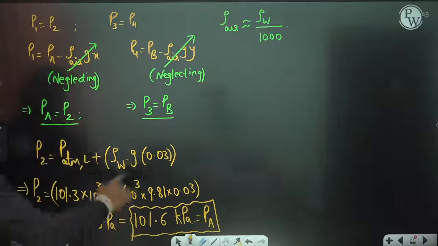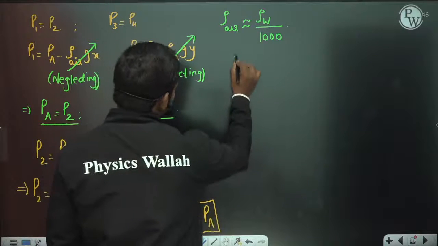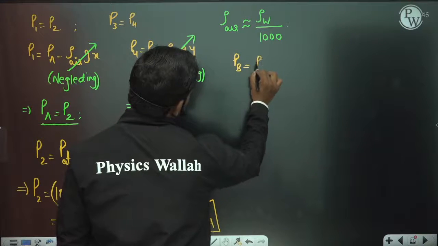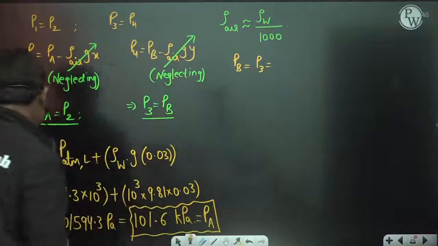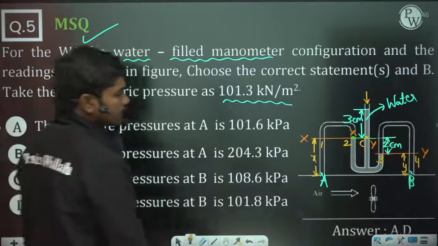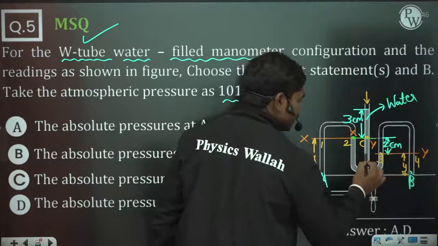Next, coming to the PB value. How can PB be determined? The PB value is the same as P3. So this P3 value is again equal to, look, the pressure at this location 3 is nothing but the pressure at this location.